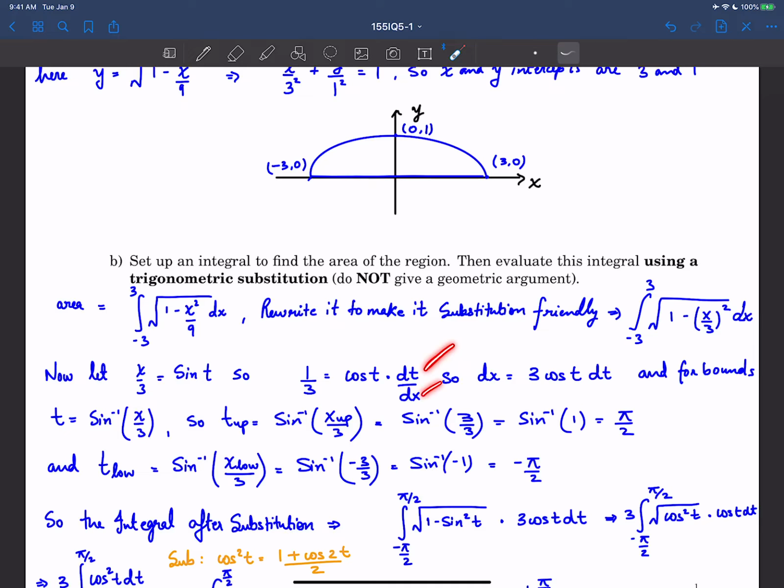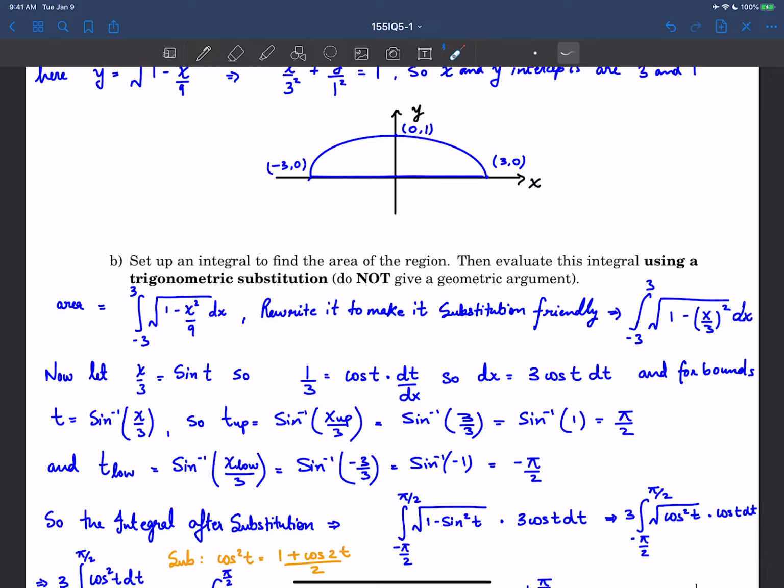In this I have a dx and I have a dt. So I want to isolate what dx is in terms of dt and of course t. So all you got to do is you send this over to that side and you bring the 3 on this side. You get an expression that dx is just equal to 3 times cos t times dt. Okay, so we got the dx element taken care of. All we got to do is talk about the bounds now.